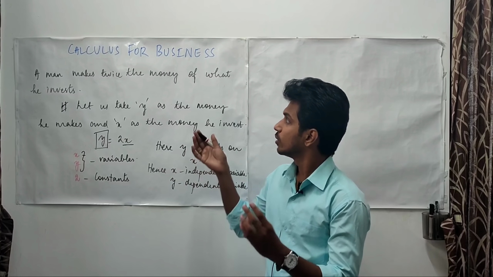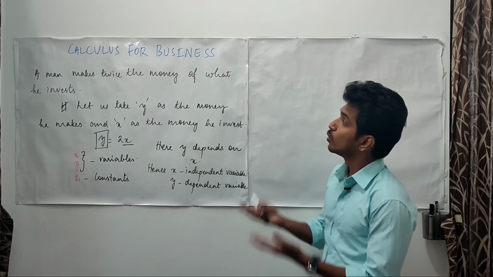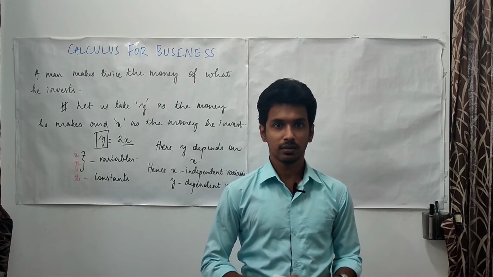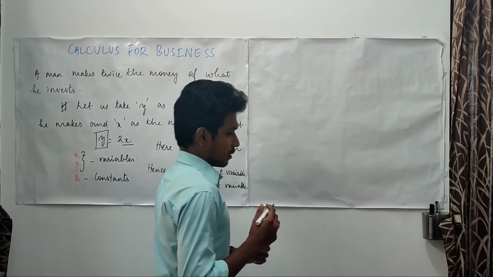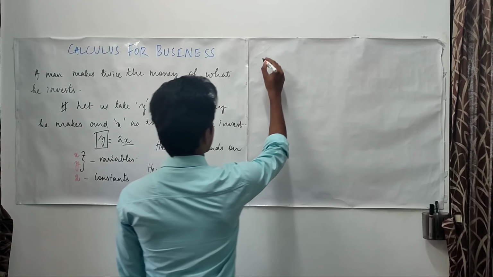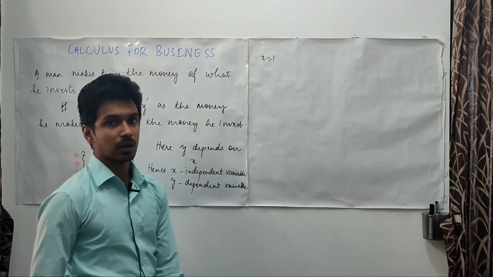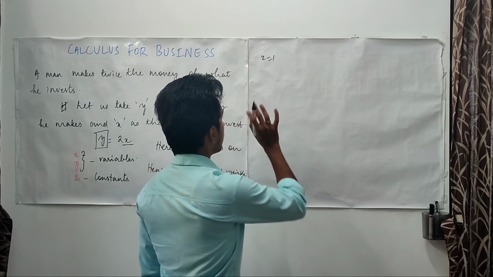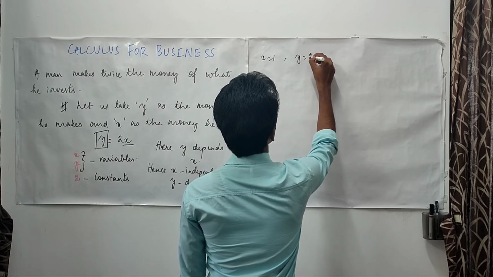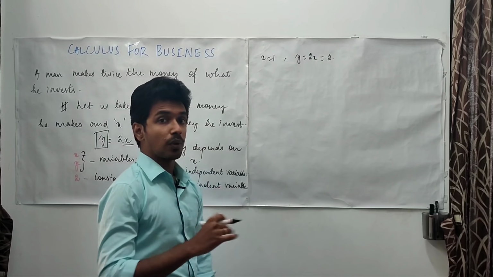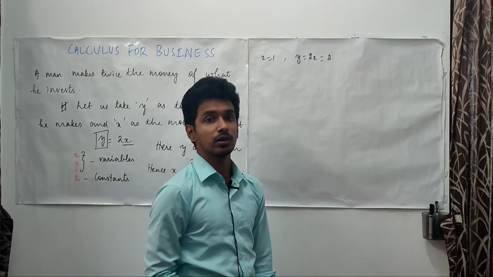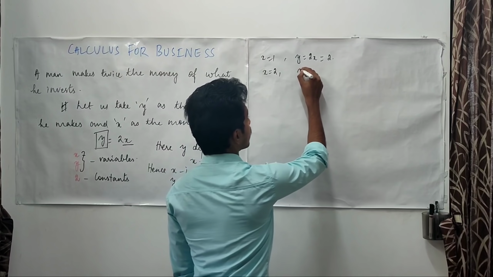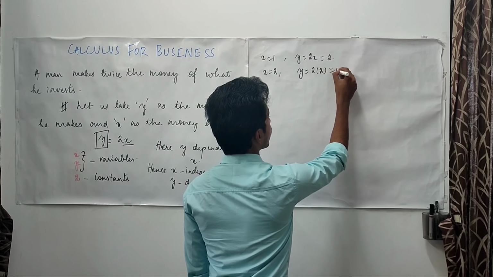What has it to do with calculus? Yes, of course, this is where calculus begins. Let us see where it begins. Suppose let us consider the case when x is 1. He is investing 1 lakh, let us say. When he is investing 1 lakh, he is going to get 2 lakhs. When he increased his investment to 2 lakhs, then he would get 2 times 2, that is 4.